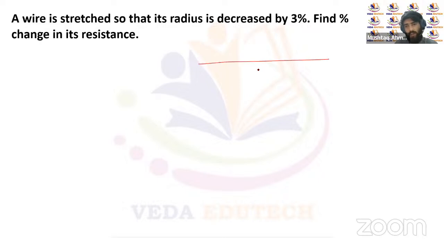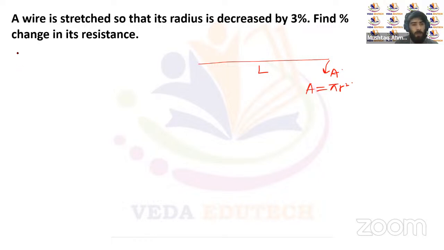Let's suppose this is a wire of length L and area of cross section A, and area of cross section A we define as pi r square. It's a circular area of cross section. Once the radius is decreased by 3%, find the percentage change in its resistance.